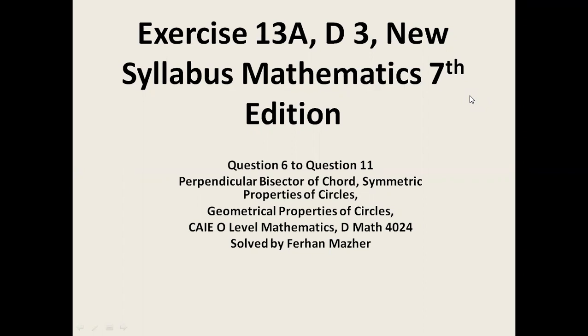The code of the subject is DMaths 4024. This is Cambridge O levels mathematics, and we are working on the syllabus. Today we are working on exercise 13A from the book D3. The name of the book is New Syllabus Mathematics 7th edition. It's the 13th chapter, which is the last chapter of that book, and this exercise is about circle properties.